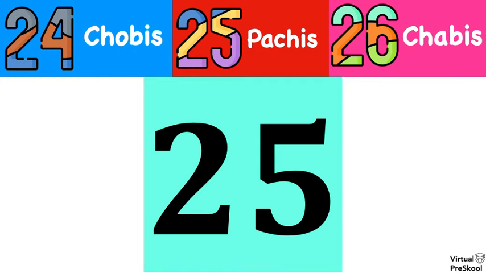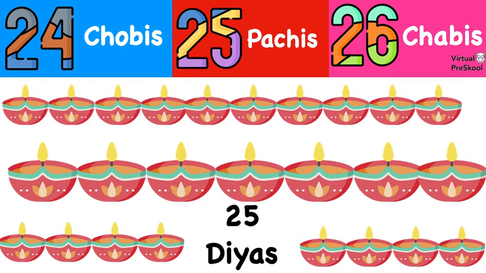Okay, now what's 25 in Hindi? We learned that 24 is chobis, so what's 25? Is it pachis or chabbis? 25 is pachis. There are 25 diyas. How do we say 25 in Hindi again? Is it chobis, pachis, or chabbis? 25 is pachis.